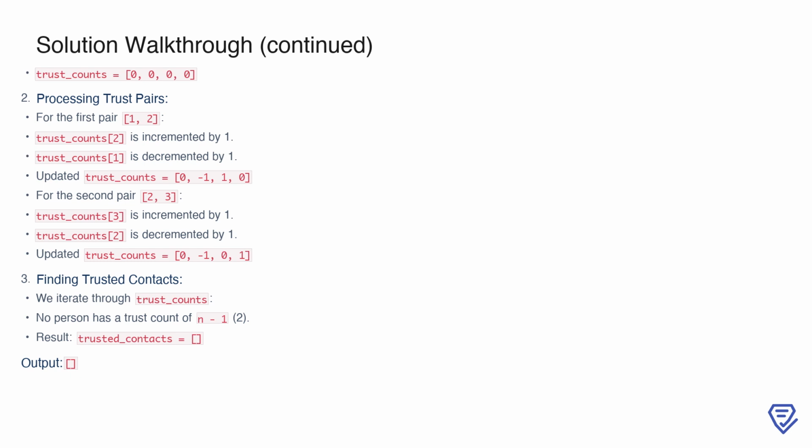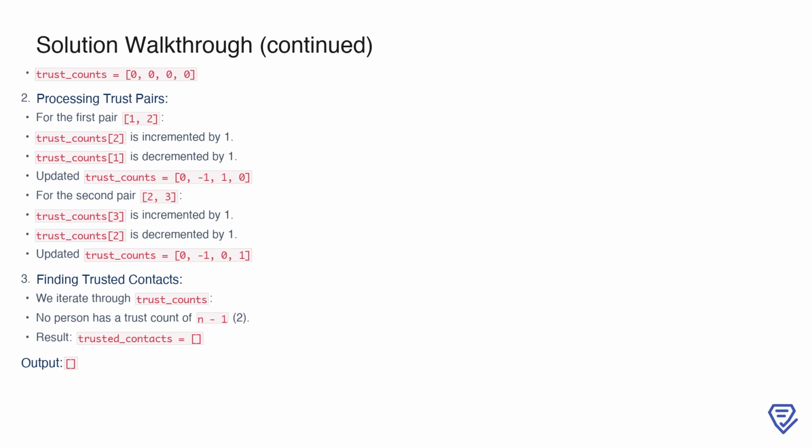Starting with [1, 2], person 1 trusts person 2, so we increment trust_counts[2] by 1 and decrement trust_counts[1] by 1. The updated array becomes 0, -1, 1, 0. Then, [2, 3], person 2 trusts person 3, so we increment trust_counts[3] by 1 and decrement trust_counts[2] by 1. The final array after processing all pairs is 0, -1, 0, 1.